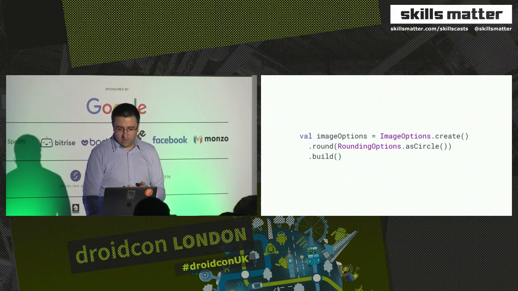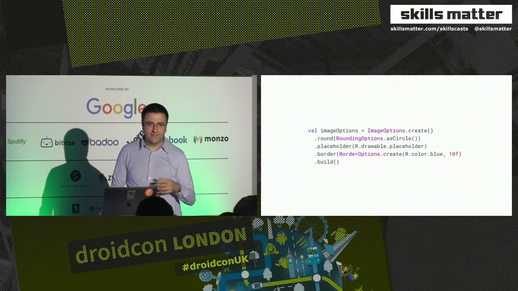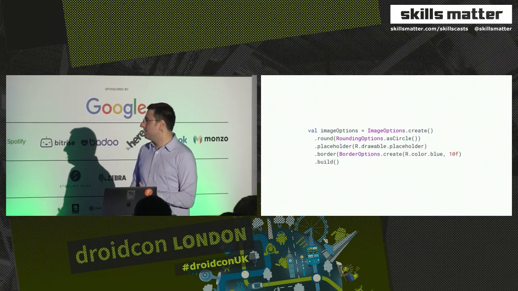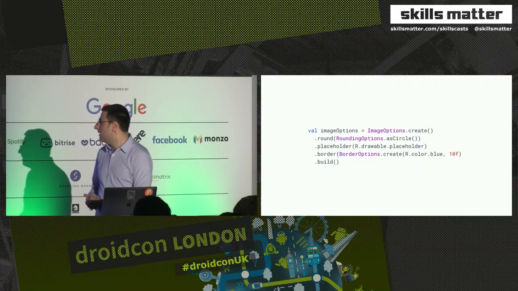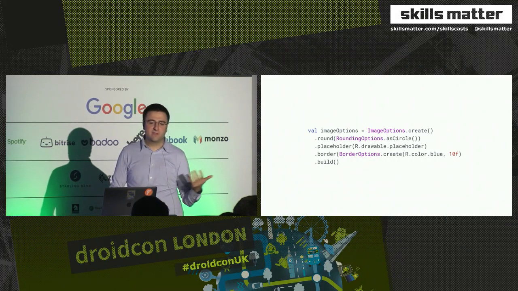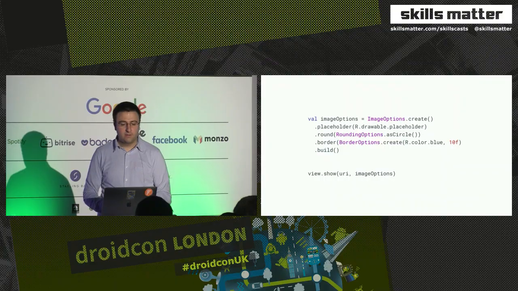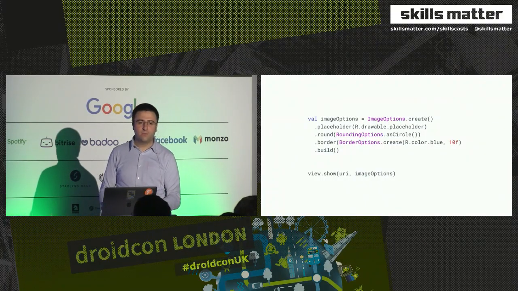If you look at a bit more complex example, we also support basically most of the features that the Drawee components had. So if you have a placeholder, we have the placeholder in here. And if you want to add a border, you can just add some border options, for example. And then if you want to show this, you just call view, show the UI with my given image style.